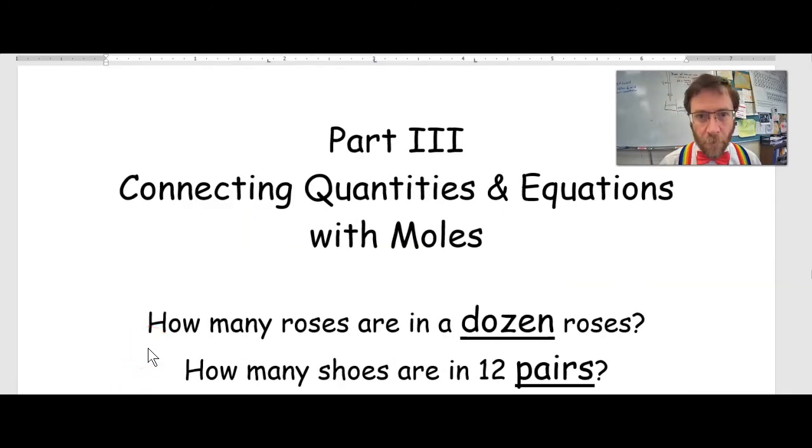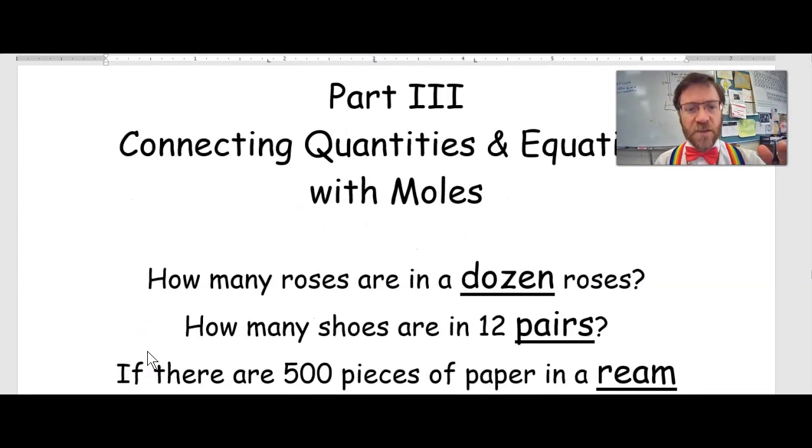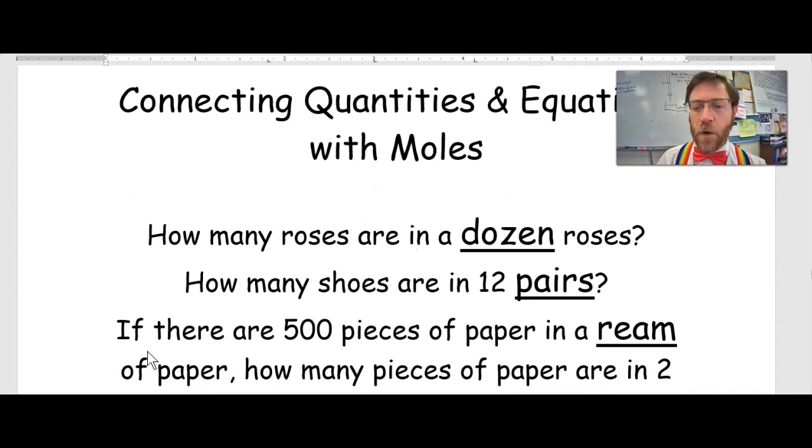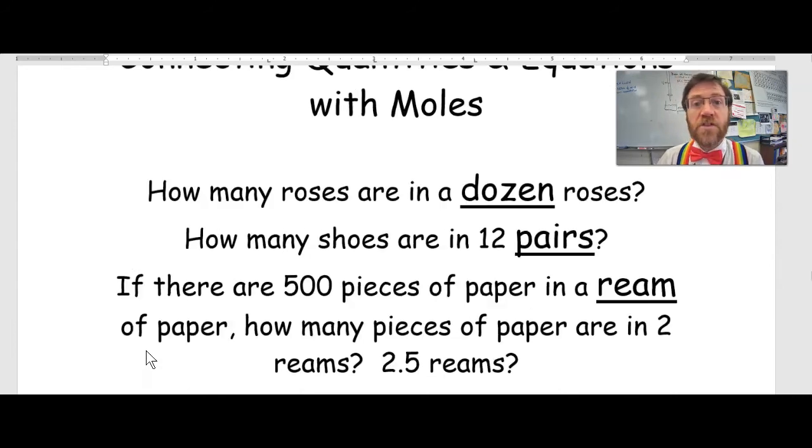The first thing we need to know about are units of measurement. So here's some questions. How many roses are in a dozen roses? 12, right? There are 12 in a dozen. A dozen is 12. How many shoes are in 12 pairs? There are 24 shoes in 12 pairs, right? I mean, does that make sense? Because one pair is 2.